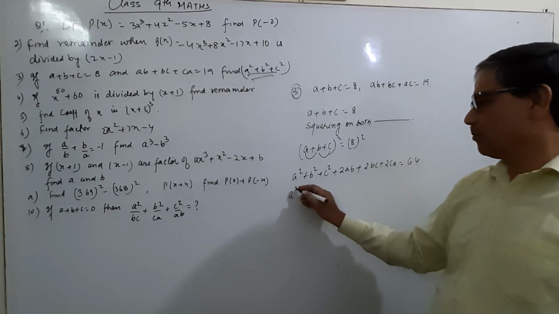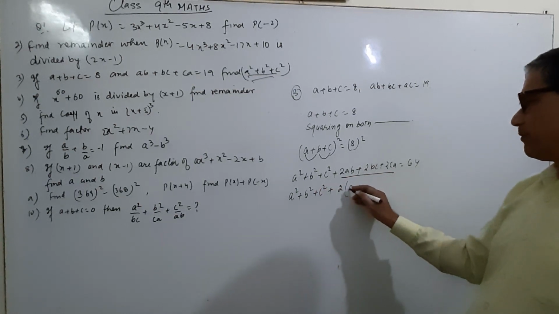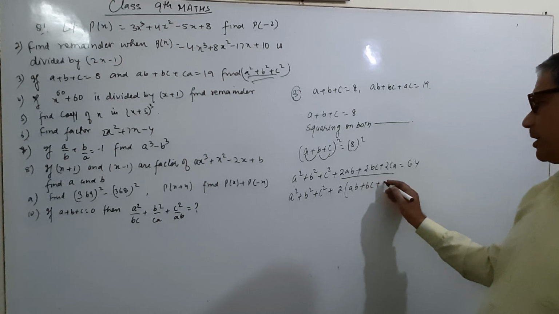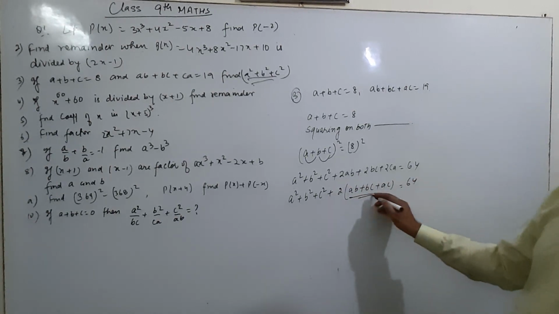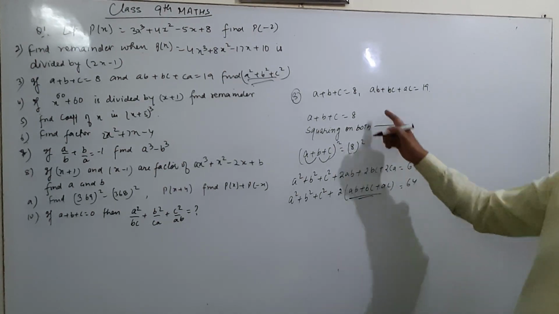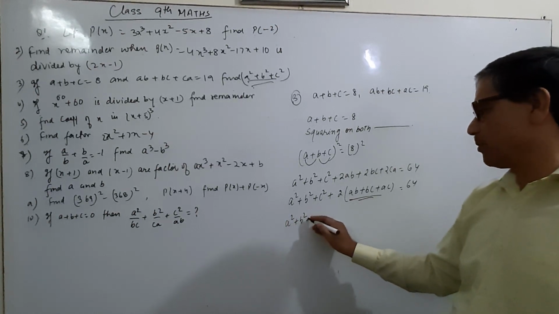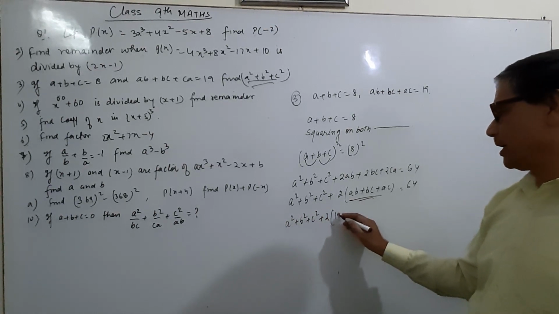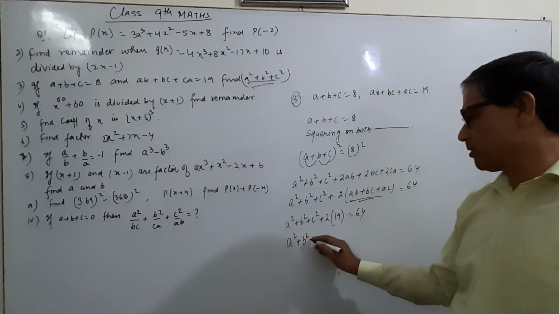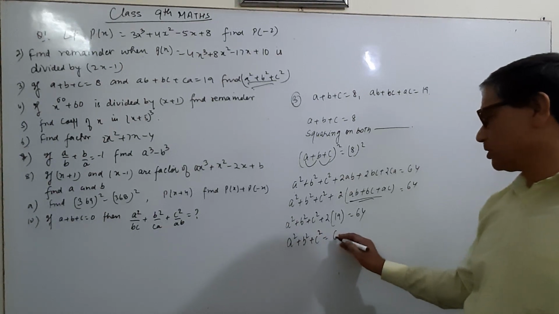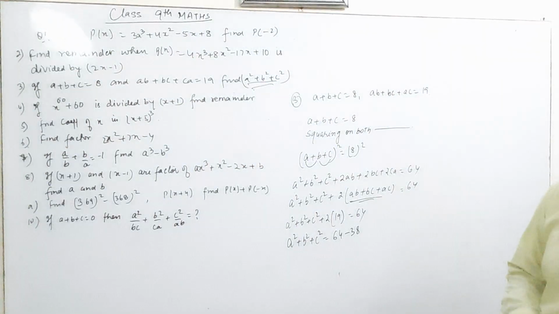A square plus B square plus C square plus 2 is common, what is that? AB plus BC plus AC, is equal to 64. And now put the value of AB plus BC plus AC, which is 19. So that is A square plus B square plus C square plus 2 into 19 is equal to 64. A square plus B square plus C square is equal to 64 minus 38. Now subtracting, it is your answer.